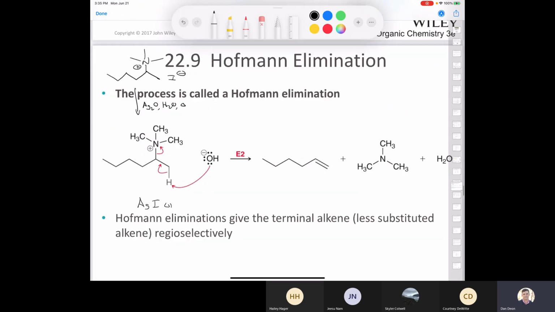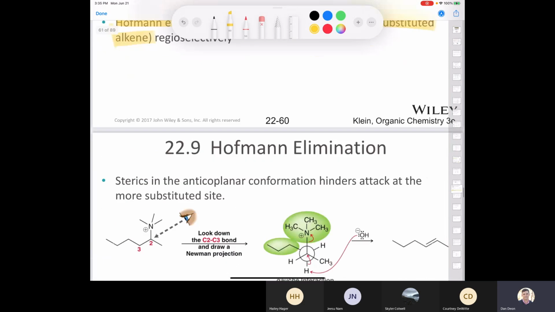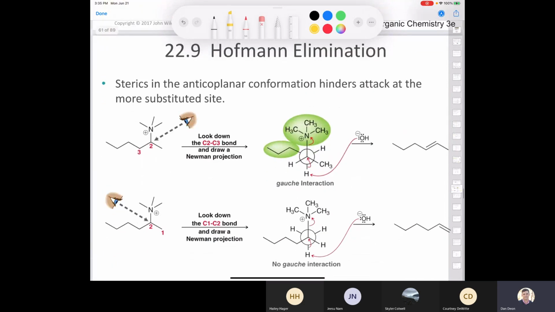And it's important to know that even from what you learned in Organic Chemistry 1, it's consistent. The Hofmann eliminations give the less substituted alkene, okay, in terms of regiochemistry. Now, come on, this is Organic Chemistry 2. We've got to have a reason, right? I've got to give you a reason why you end up with the less substituted alkene.